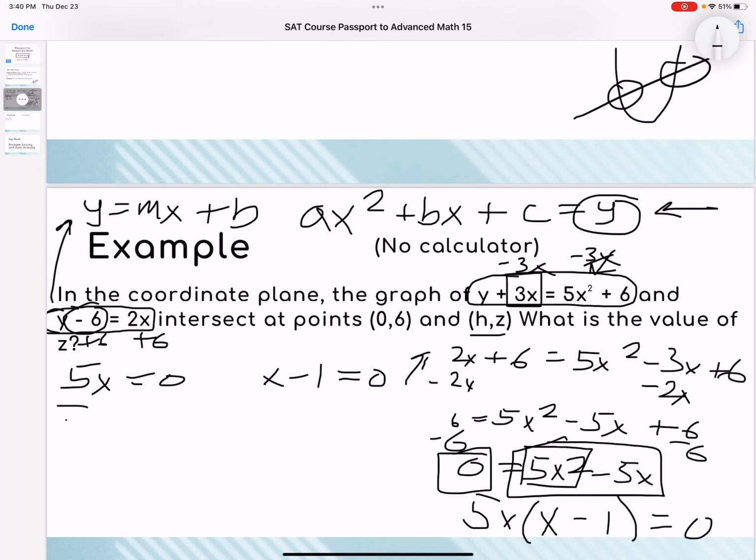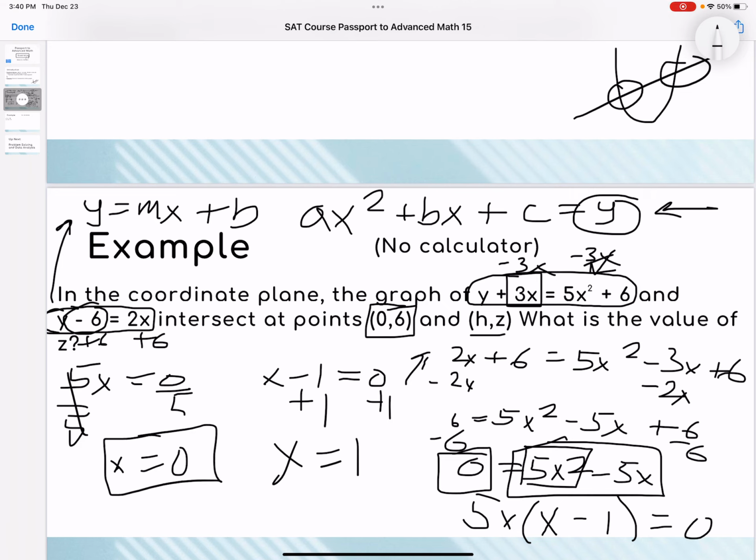So 5x, we will divide by 5. 0 divided by 5, of course, is still 0, so x equals 0. And then x minus 1 equals 0. Add 1 to both sides, and then x equals 1. All right? So now we have those two. Of course, we were given in the problem, right, that 0 was one of our x's, so we know what the resulting y value is when x is 0.